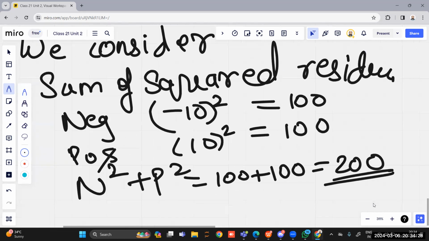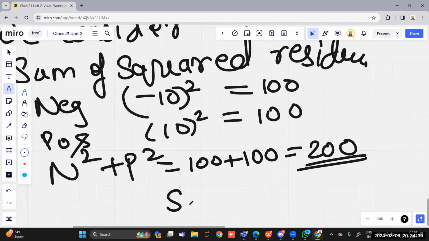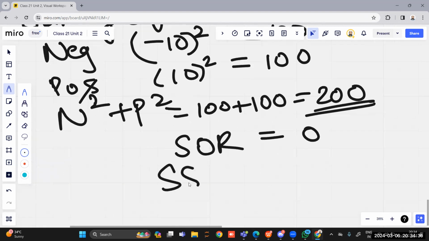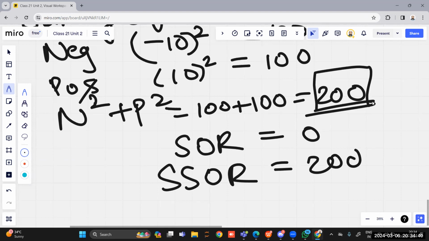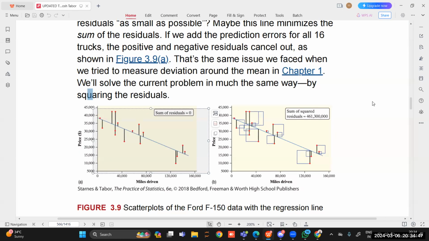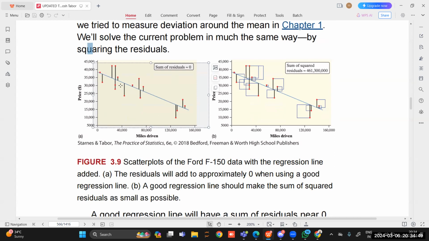See, sum of residuals was coming 0, and sum of square residual is coming to be 200. So this matters. Okay, remember this. Is it clear, Zaid? So this is the thing he is generally doing in this graph.